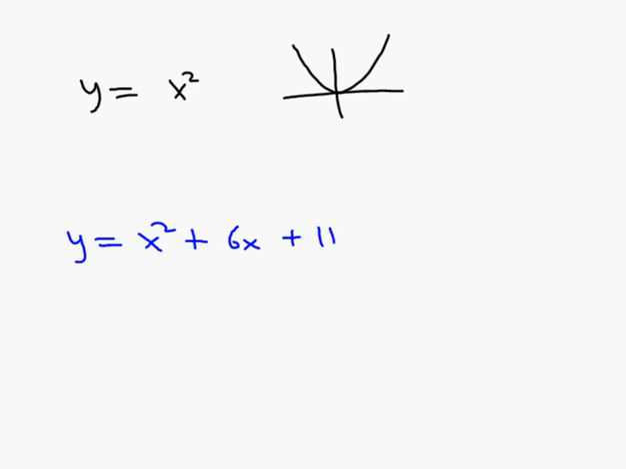Now, unfortunately, when you try and factor that, nothing really happens. I can't think of any numbers that multiply to 11 and add to 6. So we're out of luck there. It'd be nice if it was a perfect square, wouldn't it? Wouldn't that be great? I'd love for this to be a perfect square, because then I can factor it and make it look familiar. Here's what I mean by that.